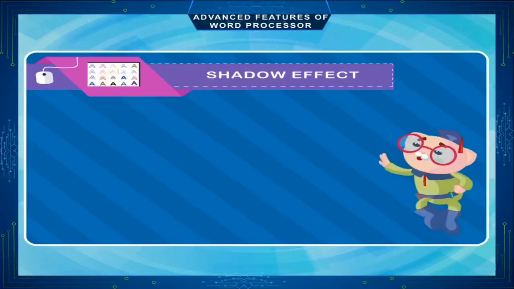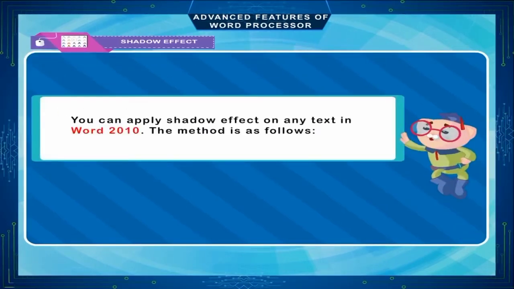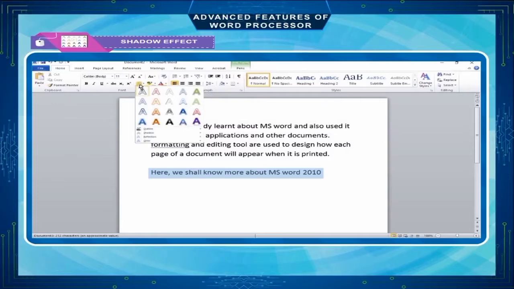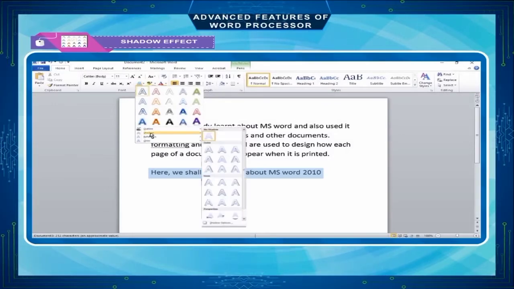Shadow effect. You can apply shadow effect on any text in Word 2010. The method is as follows. Select the text on which you want to apply shadow effect. Click on the Text Effects button. A pop-up box will open up. Click on the shadow. You will see different types of shadow from which you can select any one to apply on your text.